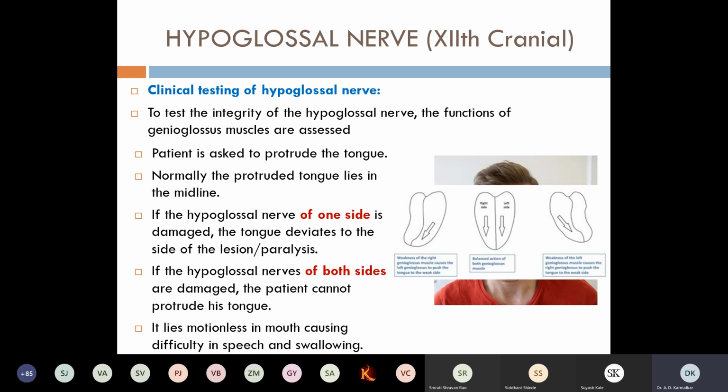Okay, I think I have covered everything from the vagus nerve, clinical correlation, how to test it, along with the course and branches of the accessory nerve and hypoglossal nerve, how to test, and the clinical aspects.